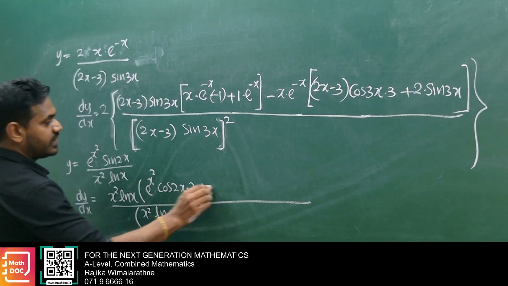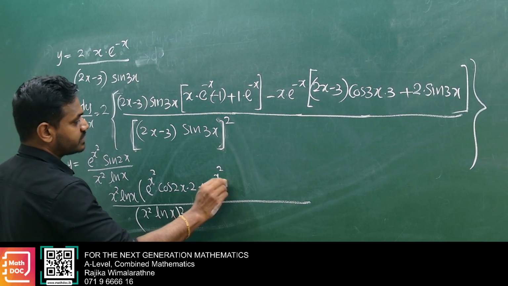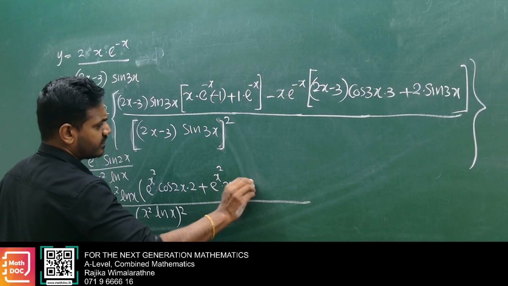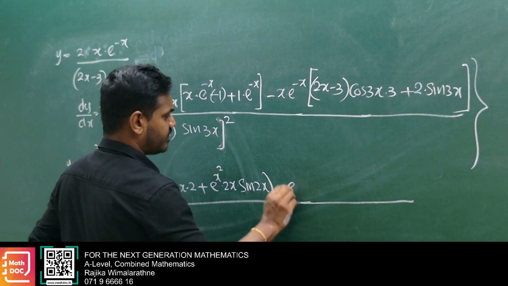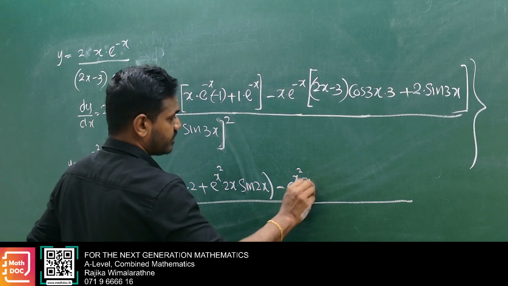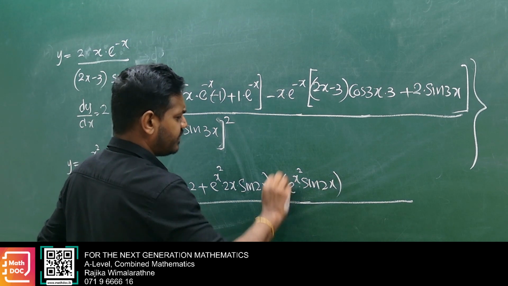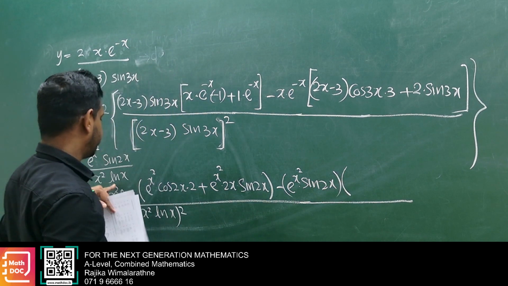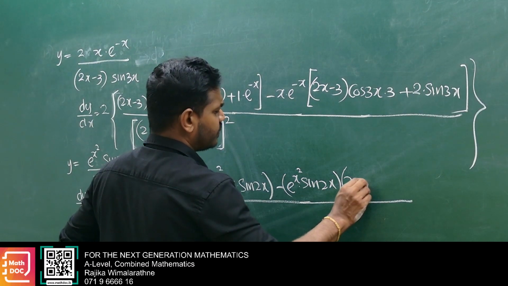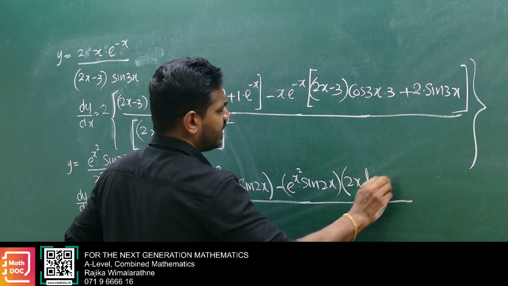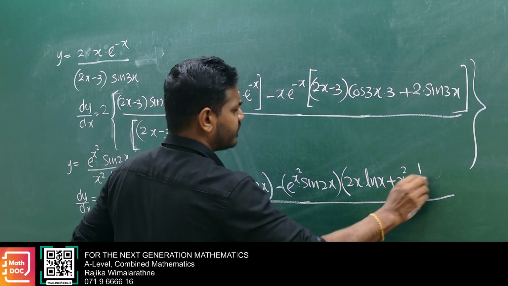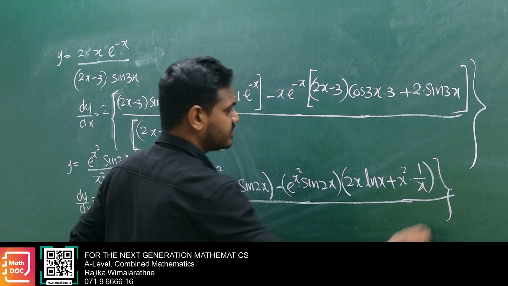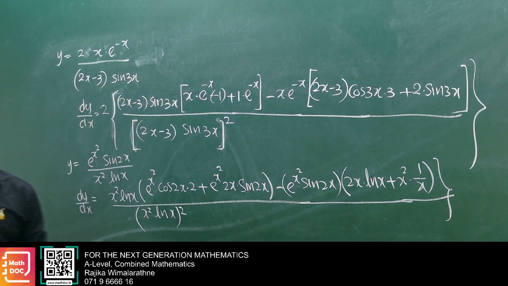power x square derivative, e to the power x square times 2x, minus numerator times derivative of denominator. It has a product again: 2x ln x plus x square times 1 over x. Check it.